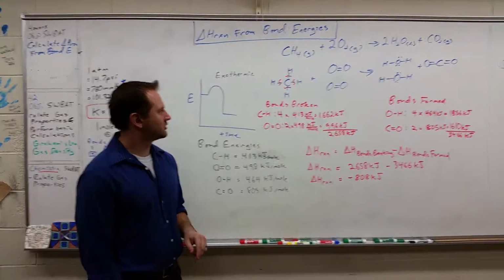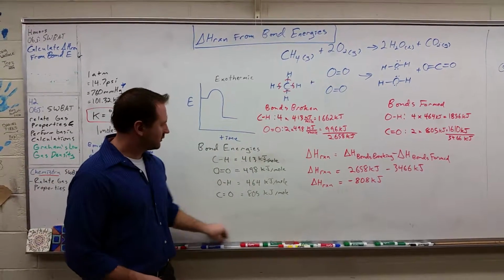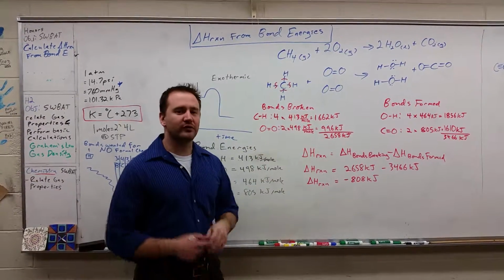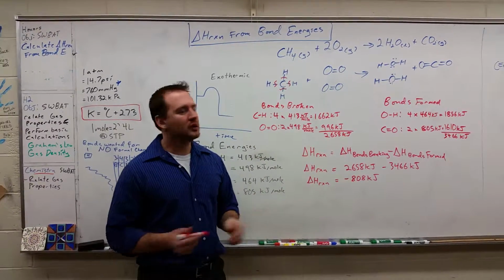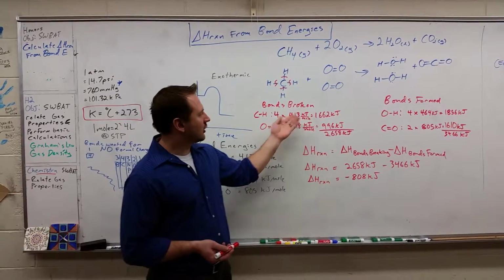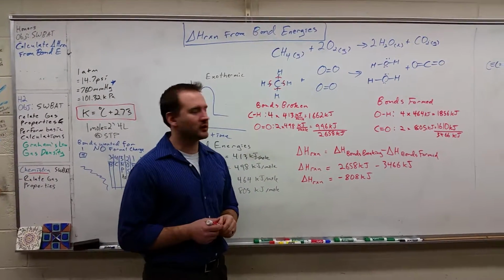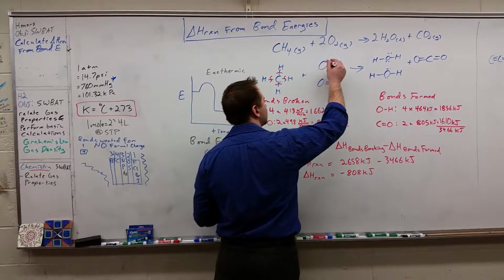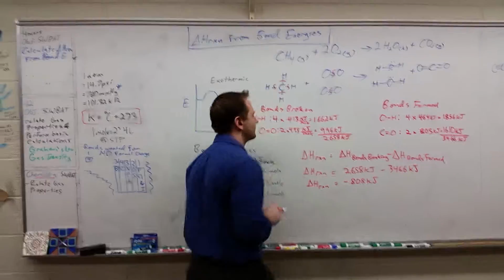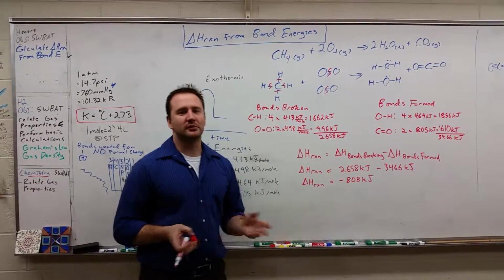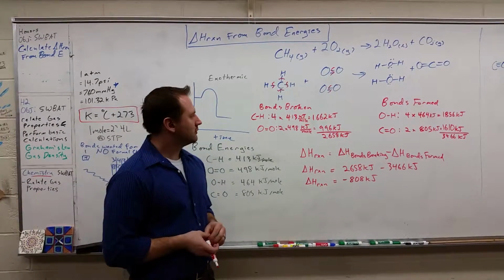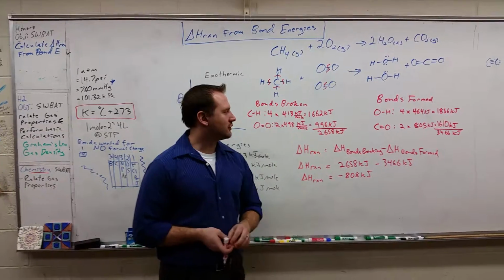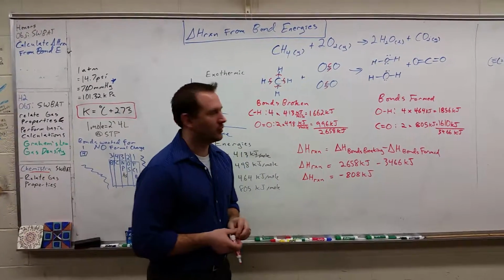So looking at this, the bonds that need to break are 4 carbon-hydrogen bonds. Each one of those bonds requires 413 kilojoules to break a mole. That's the energy input. So to break all of those, it requires 1,662 kilojoules. In addition, we need to break 2 oxygen molecules apart. So I'm breaking 2 O=O double bonds. Each one of those bonds requires an input of 498 kilojoules to break, giving us a total energy input to break apart the reactant molecules of 2,658 kilojoules per mole.